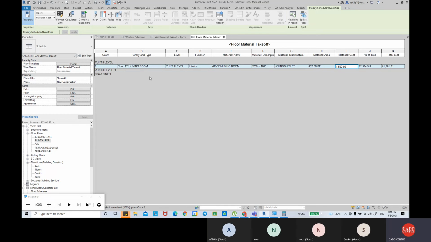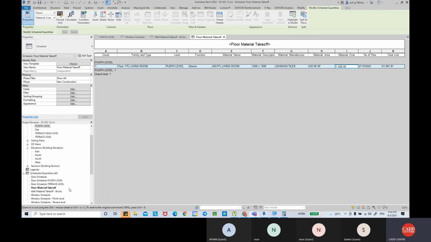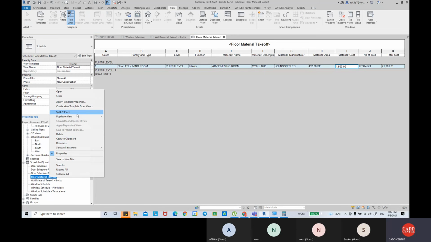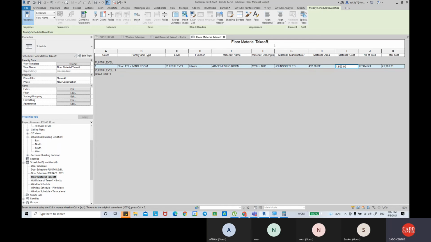So that's to take off material, take off brick and of walls, basically. Okay, and floor, sorry. So floor, maybe I took this, so I'll rename this as floor material takeoff for living and dining.